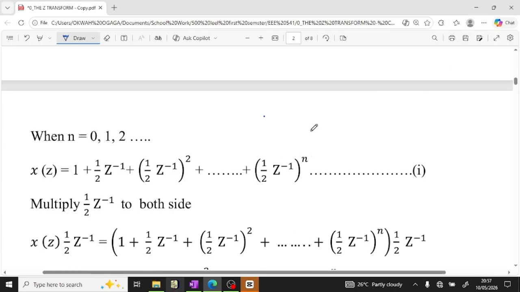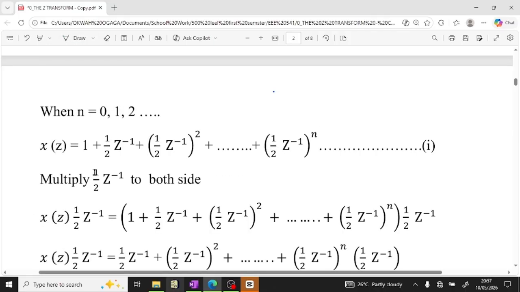Alright. So call this complete line what? Equation 1. This series. Now, what we are looking for is x of z. Okay? So we need a definite term, not a series. So to remove the series, we'll now multiply everything by what? What you have here. You multiply by what you have here.